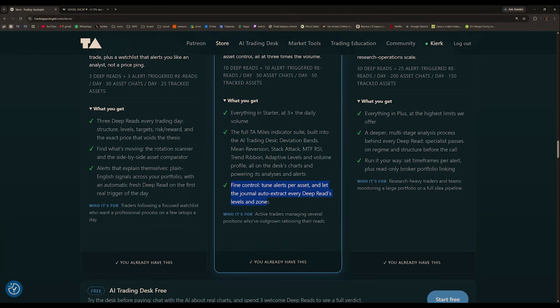And then you also get some more fine-grained control on how you set your own alerts. You can set them, some on daily, some on the 4 hours, maybe all on daily. So you get more fine-grained control over the alerts themselves.